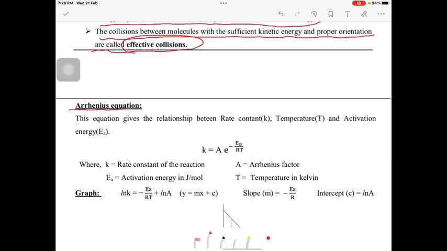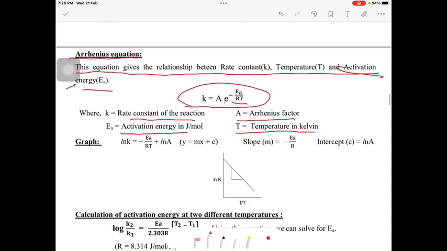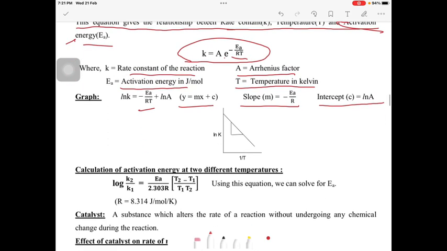Arrhenius equation. The equation gives the relationship between rate constant, temperature and Arrhenius activation energy. k = A e^(-Ea/RT). k is the rate constant of the reaction, A is the Arrhenius factor, Ea is the activation energy in joules, T is the temperature in kelvins. Taking ln of this equation, we get ln k = -Ea/RT + ln A. It is also the y = mx + c form: slope is -Ea/R, intercept is ln A, slope with a negative sign.